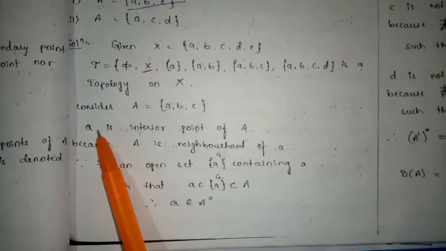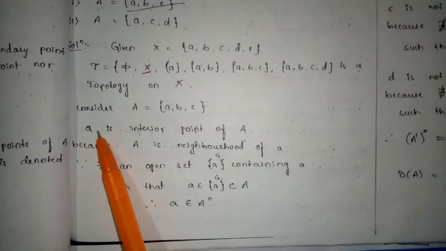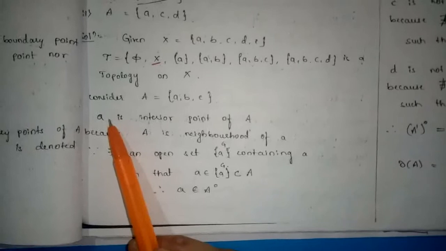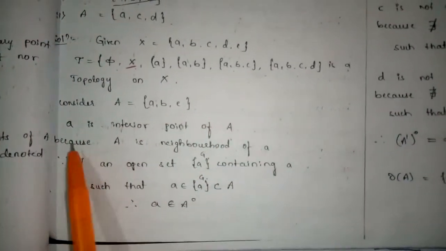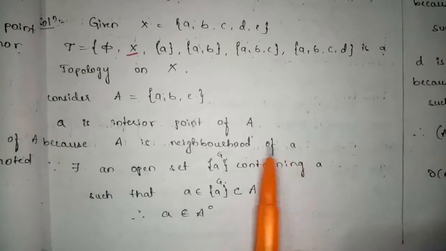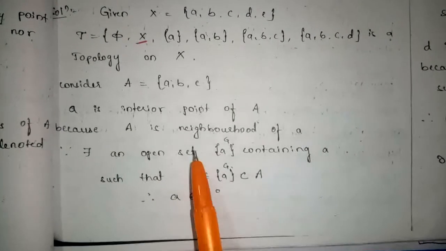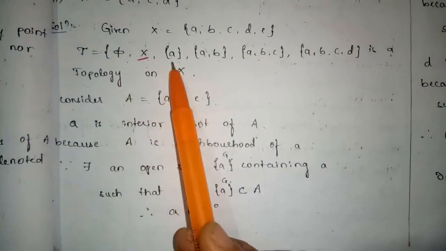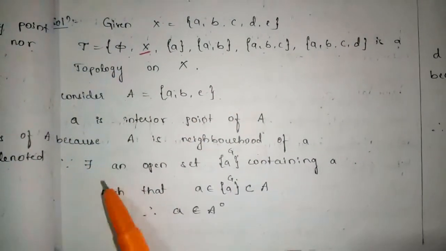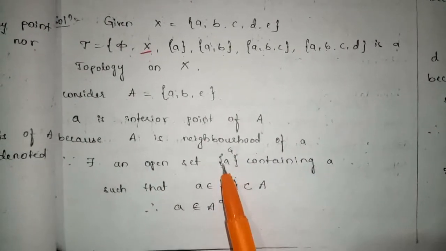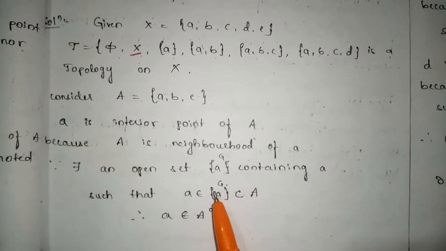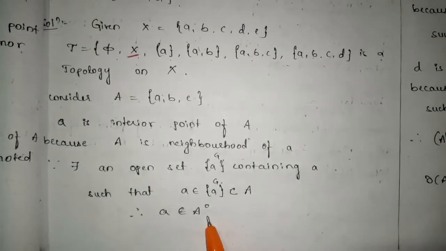How to check whether it is a neighborhood or not? First check for an open set containing a that is a subset of A, that is a belongs to G, G is a subset of A. Here a is an interior point of A because A is a neighborhood of a. Here there exists an open set. You know the definition of open set: a set of τ is called an open set. Here there exists an open set {a} containing a such that a belongs to {a}, which is a subset of A. Therefore the condition is satisfied.